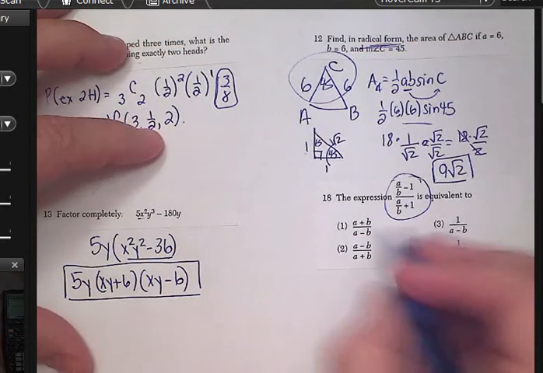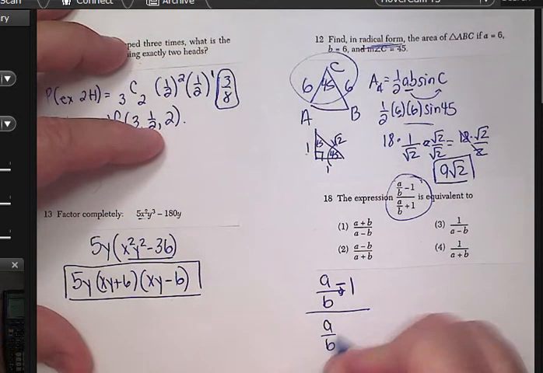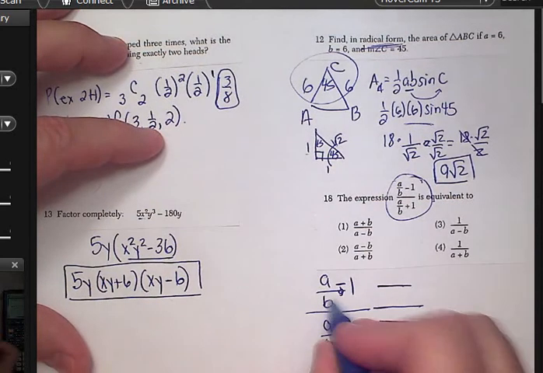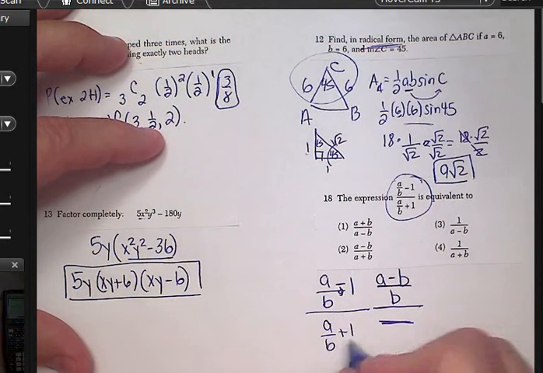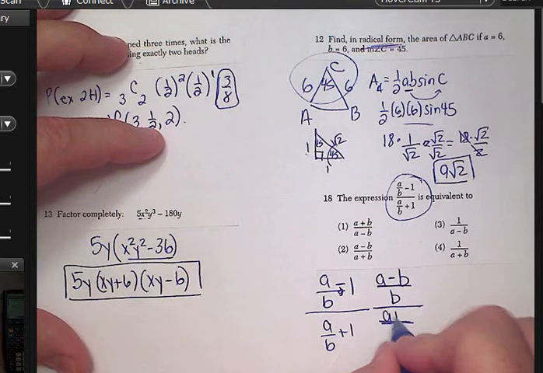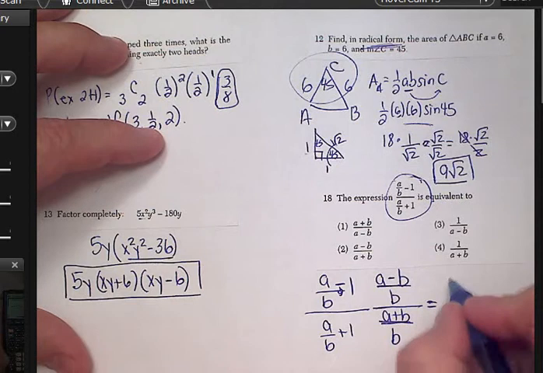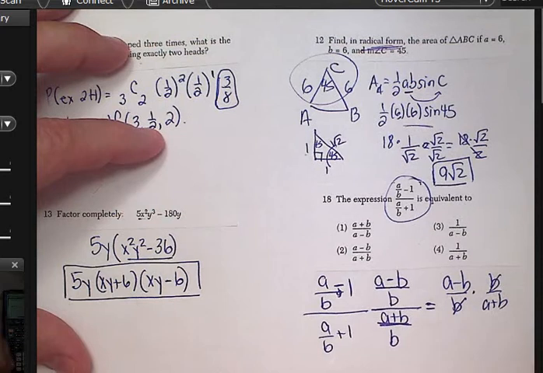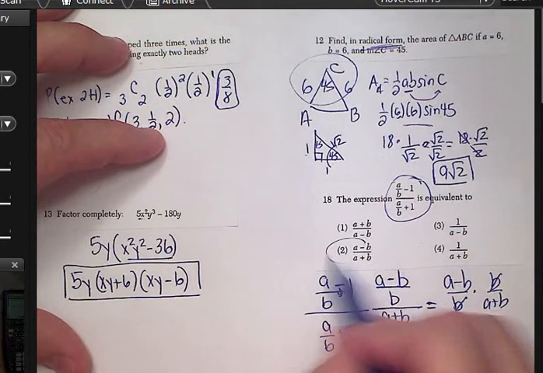Question 18, it's a complex fraction. So what we have to do is we have a over b minus 1, all over a over b plus 1. We've got to simplify this fraction, and then simplify this fraction. Common denominator here is b, so I'm going to get a minus b over b. Common denominator here is going to be b, and we're going to get a plus b over b. This again is going to equal, stay, change, flip, stay, a minus b over b times b over a plus b. The b's are going to cancel. I'm left with a minus b over a plus b. A minus b over a plus b, that's choice 2.